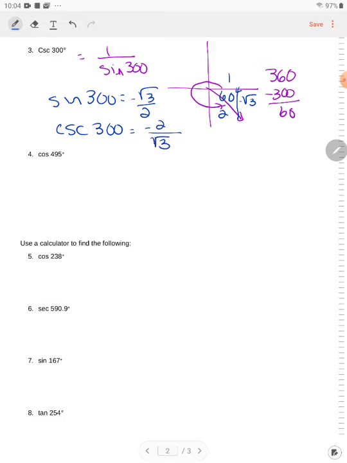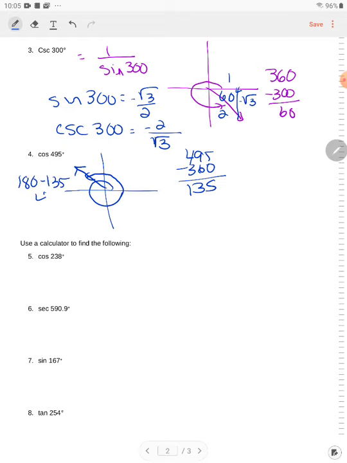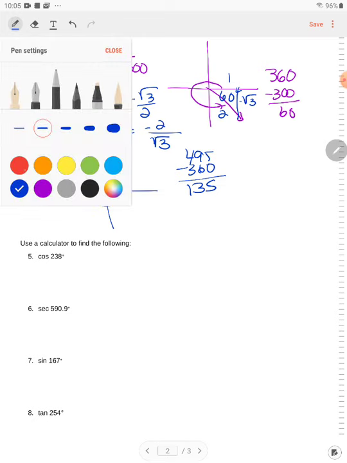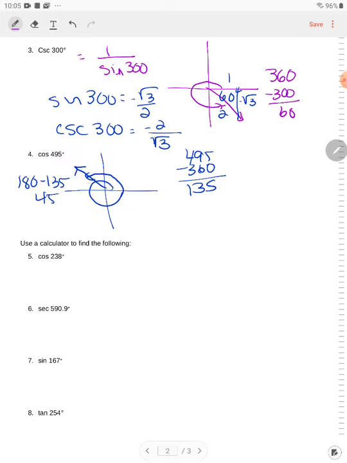Okay, cosine of 495. Notice an entire circle is 360 degrees. So that means we're going to go around more than one time. So 495 minus 360 is coterminal with 135. That's over here in quadrant 2. So in quadrant 2, 180 minus 135 is 45. That gives us a 45 degree reference angle. 45 degree is 1, 1, root 2.